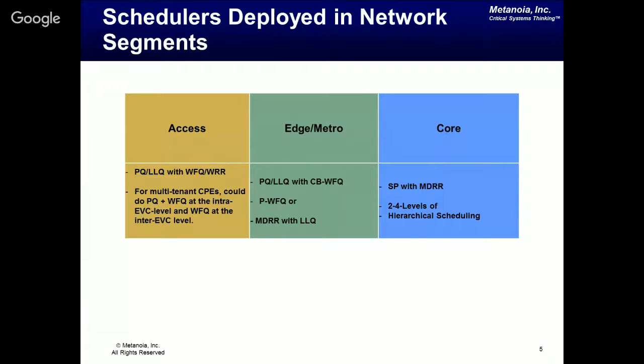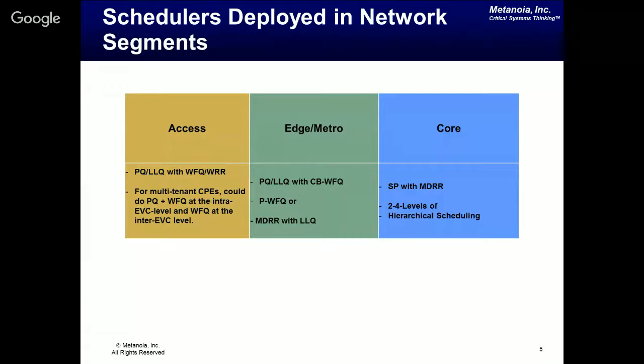At the inter-EVC level, you can probably just do weighted fair queuing, because you've already scheduled specific application level data from a customer into a given EVC. Then it's a matter of just scheduling multiple EVCs out onto the output link of the CPE, and that can be done in a WFQ fashion. So that's the most common scheduler that might be deployed in the access segment.